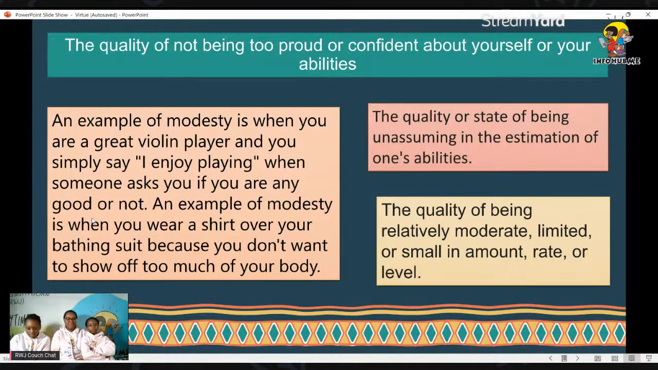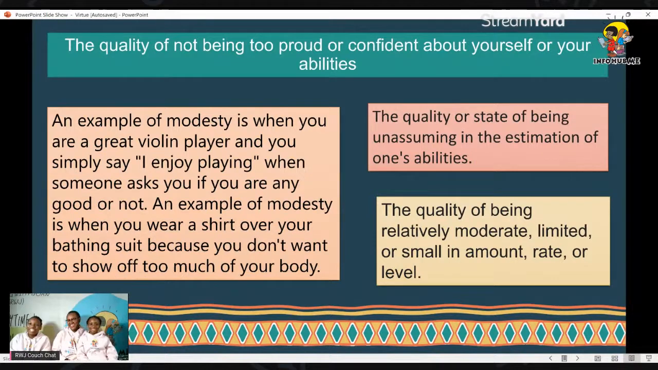Quality of being relatively moderate, limited, or small in amount or frequency. So moderation is the quality of being moderate, limited, small amount. I would say, I'll be proud of myself a little amount.